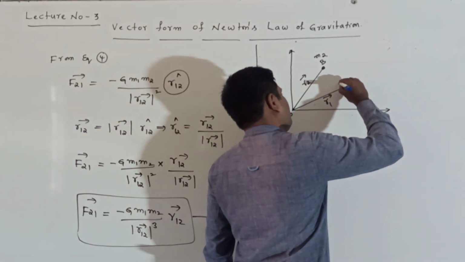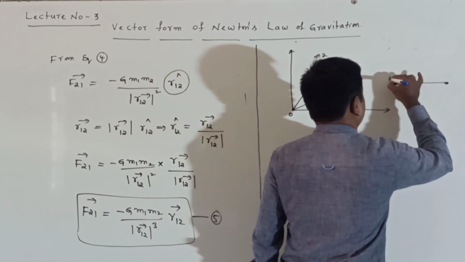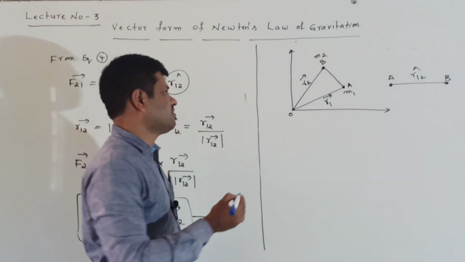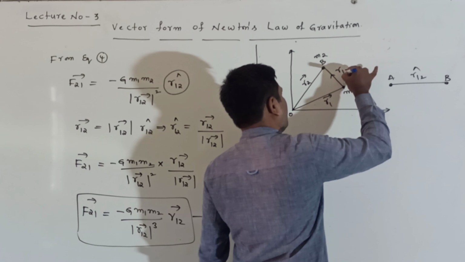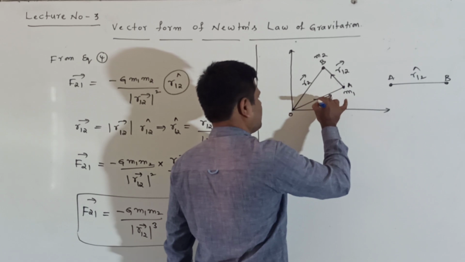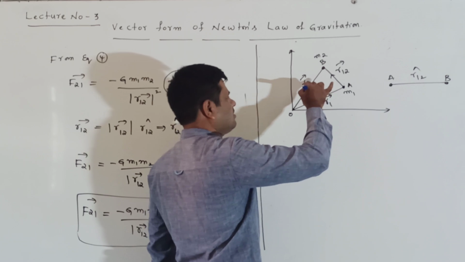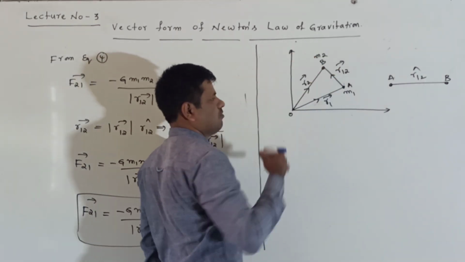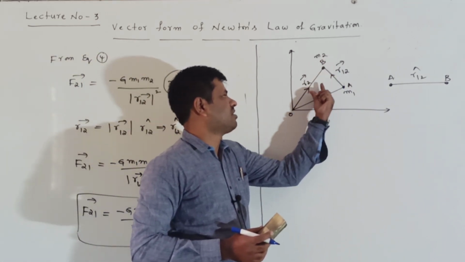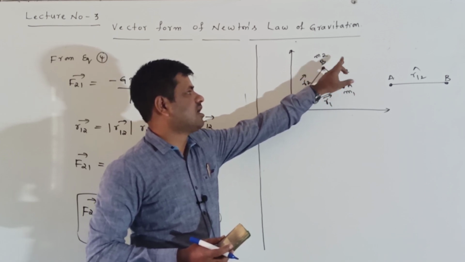Now here, A to B, we already know that the A to B unit vector is R12 cap. The unit vector R12 cap, as a vector, can also be written from A to B as R12 bar. Here A body, the M1 body, has position vector R1 bar, and the B body, the M2 body, has position vector R2 bar. Here A to B, the vector I have taken as R12 bar.